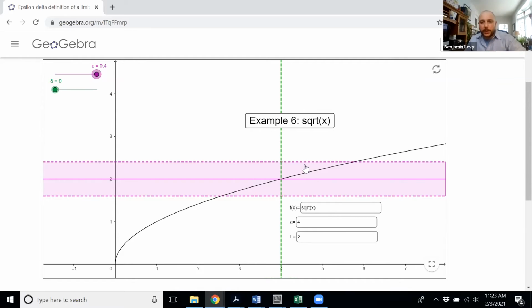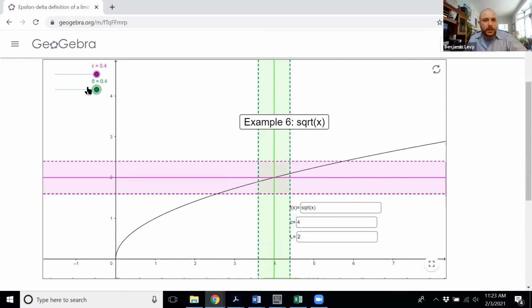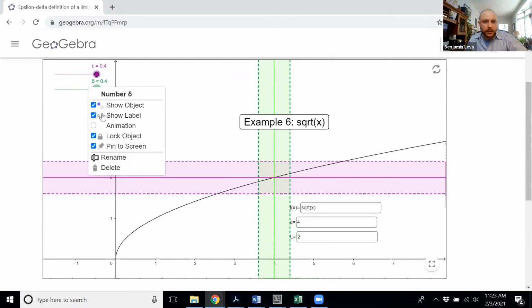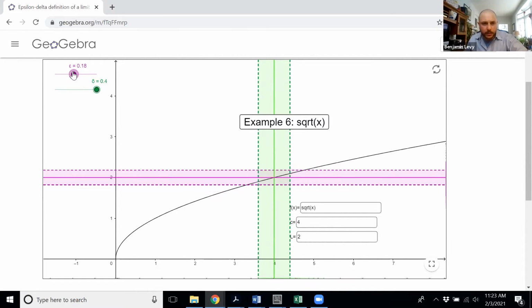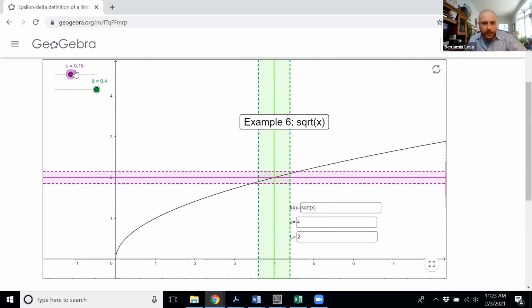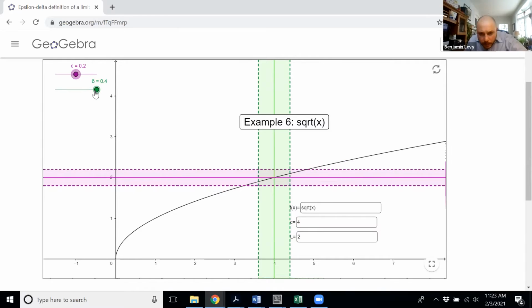So if we want to be within this close in the y value, I'm going to extend the delta now until it matches up with the endpoints. And this is too big, actually. I need to make this slider bigger. Can I make this slider bigger? Can't make it bigger. So let's make this one smaller. Let's say we want to be within 0.1 instead. Let's make it 0.2. Can I get that close? No, I can't. I got to get even smaller.